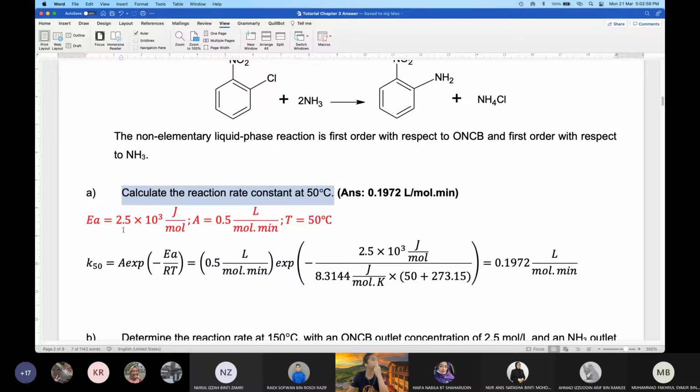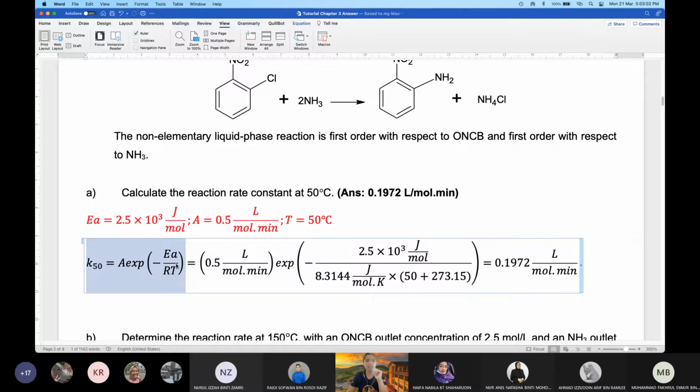So if you remember, the Arrhenius equation is easy. K equals A, your pre-exponential factor, times the exponential of negative EA per RT. So don't forget, in the formula it is A exponential power negative EA per RT. Quite often students forget the negative sign in the equation. So make sure there is a negative sign in the equation. When you calculate, you must include that negative sign in your calculation.